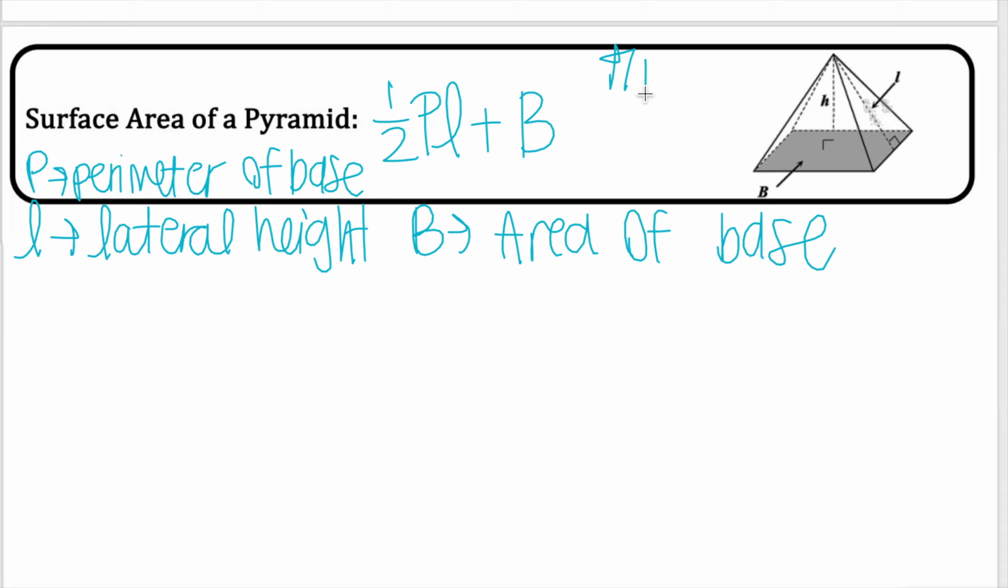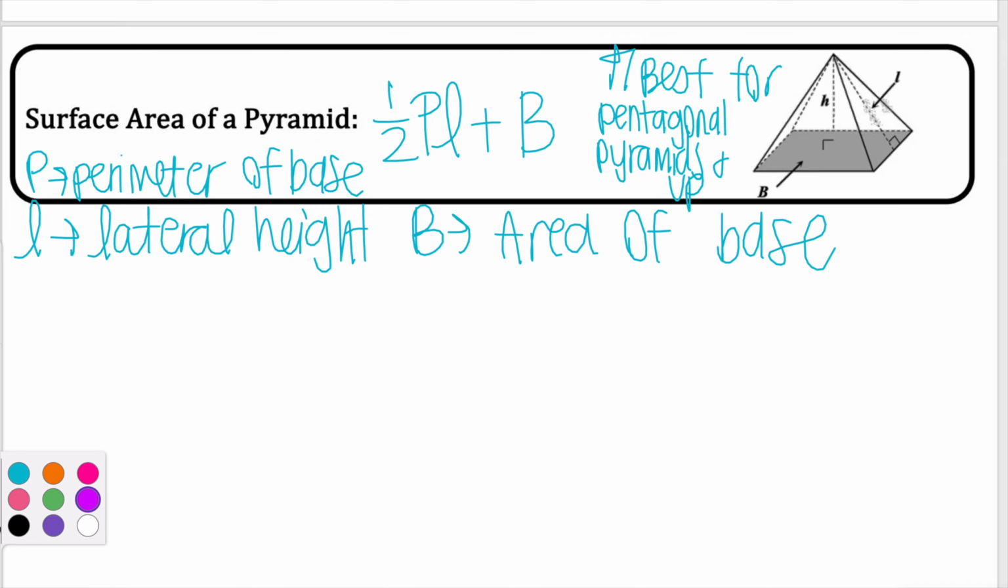I will say it'll work best for pentagonal pyramids and up, so hexagonal pyramids, and etc. We're going to see quite a few rectangular pyramids, and for those we're just going to use a main problem solving strategy, not necessarily the formula here. And one other thing to keep in mind, this first portion of your formula represents the lateral surface area, so just the area of all those faces.